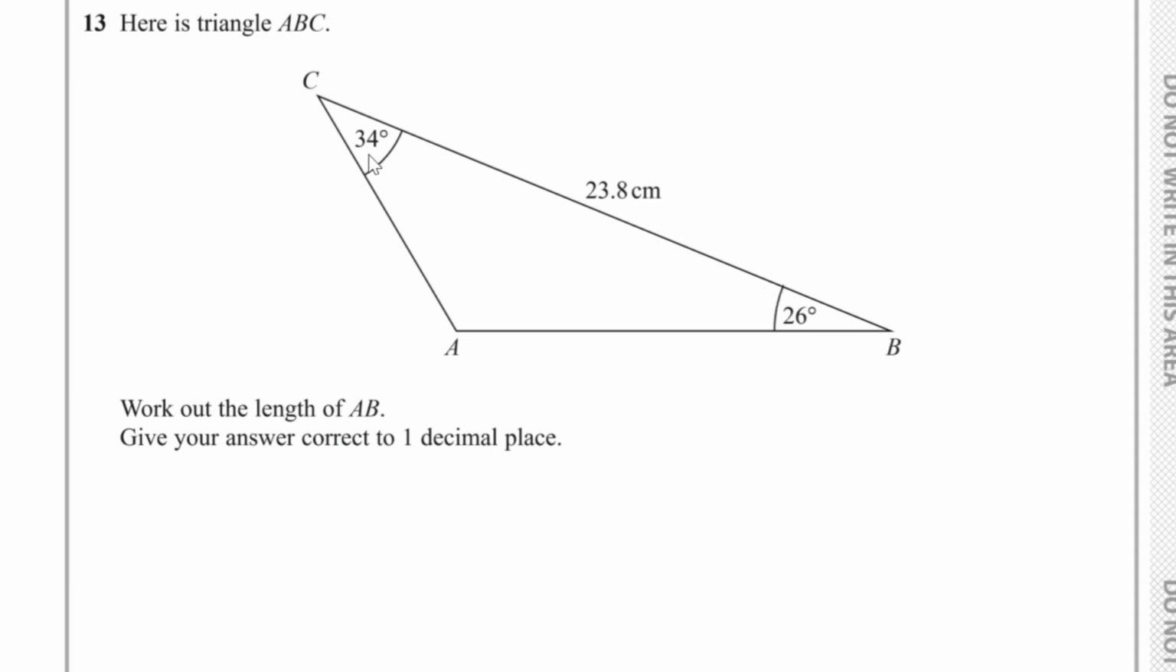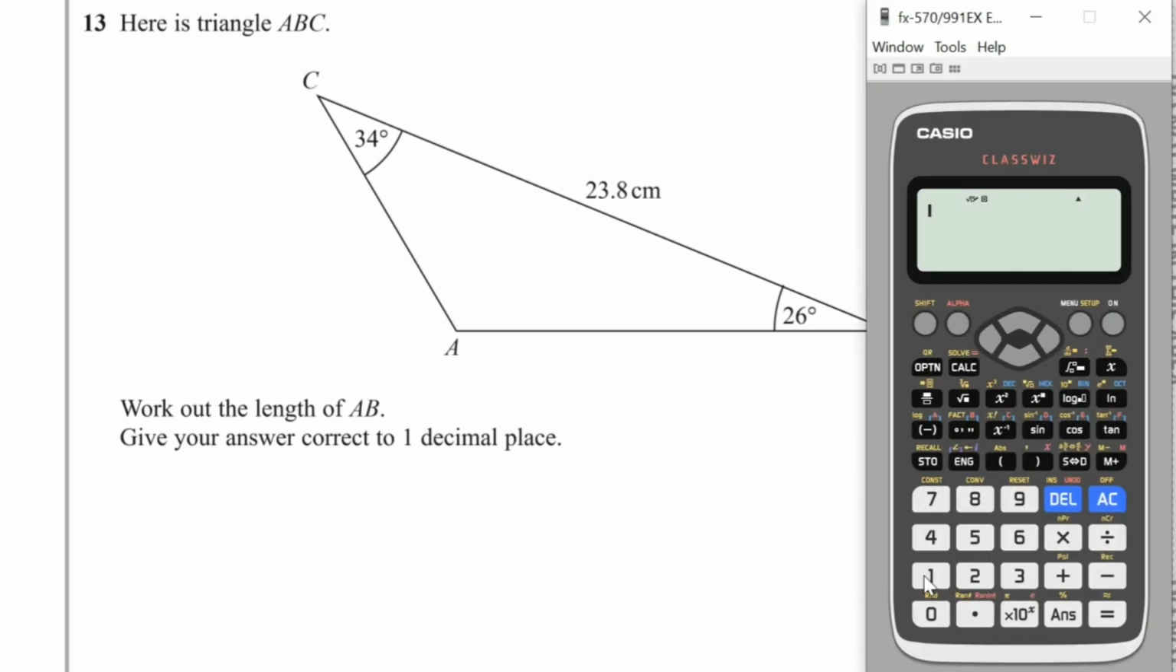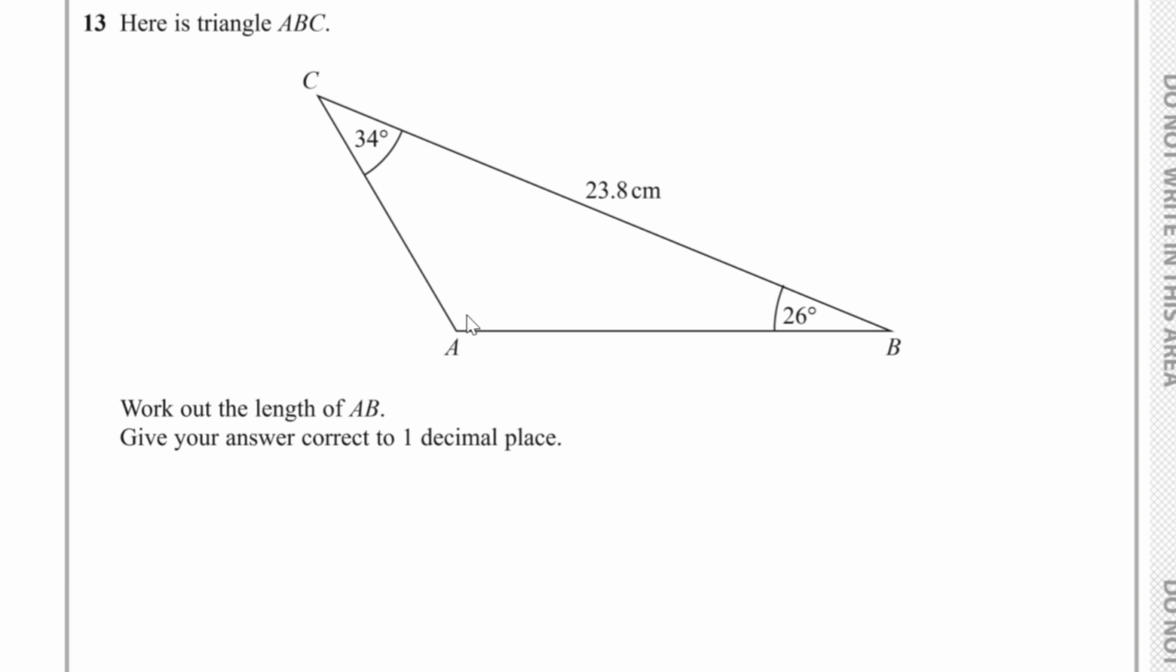So here we've got 2 angles already in a triangle. We can find out the missing angle, recognizing that angles in a triangle add up to 180. The missing angle is 120. So this angle here is 120.